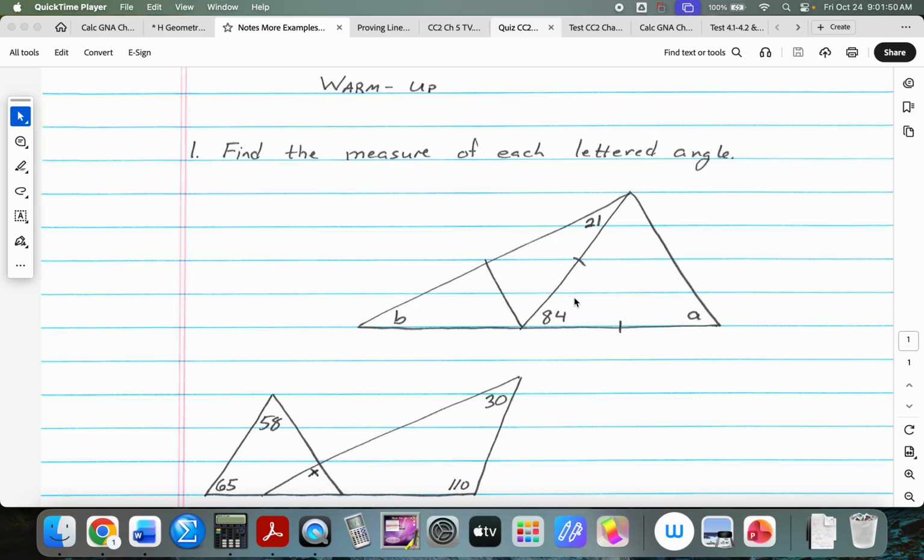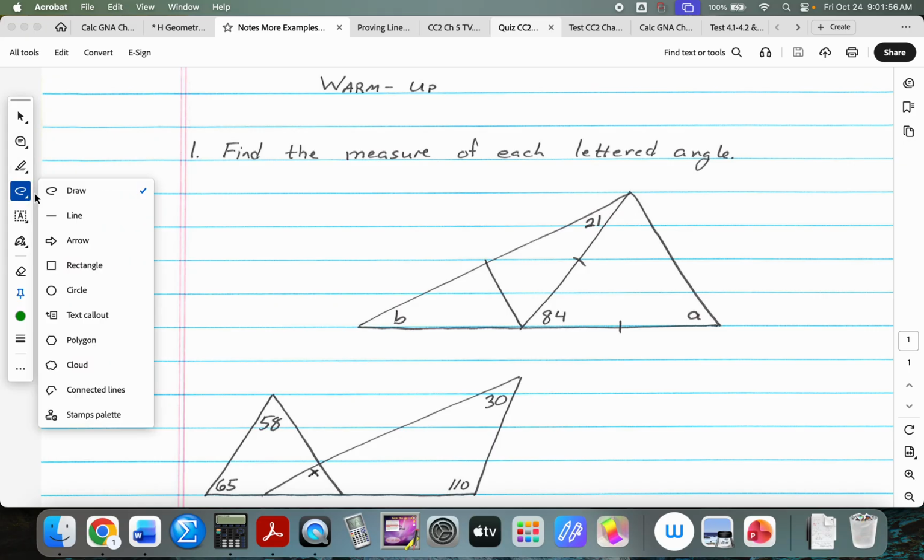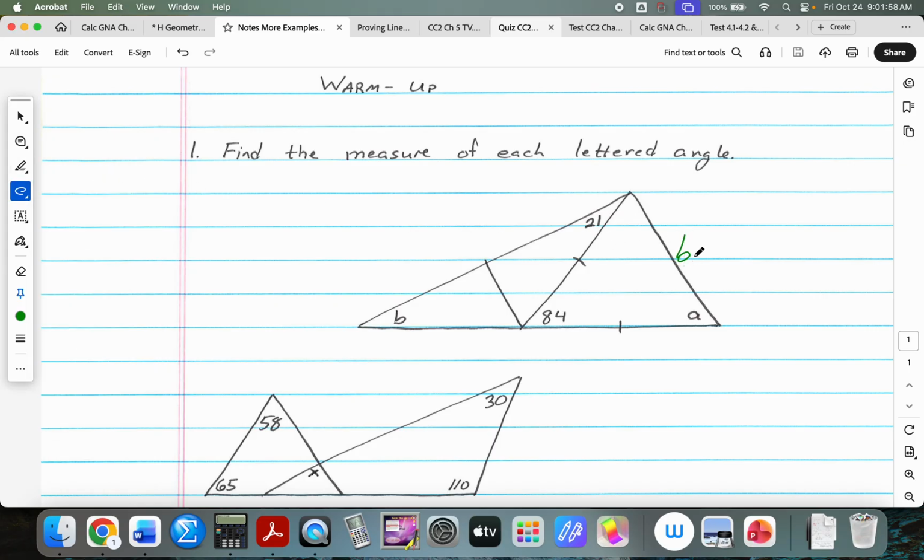So for the triangle on the right, it's an isosceles triangle where this side is the base. So that means these two angles have to be congruent to one another. So subtracting 84 from 180 leaves 96, which means that each of these have to be 48. So A is 48.